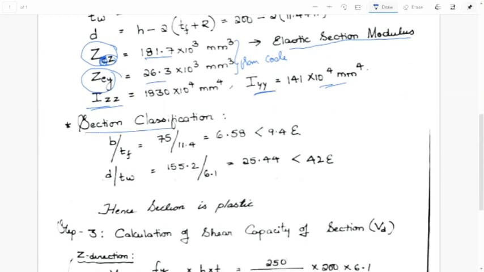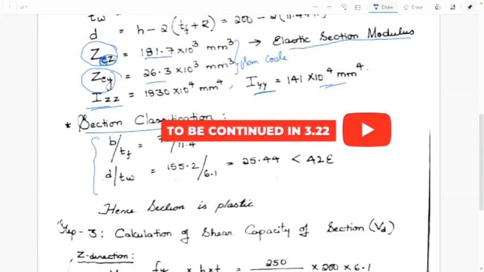Now section classification, b by tf and d by tw. Of course, if you have already gone through the previous videos, previous lectures, you know how to classify a section into plastic, compact, semi-compact, and slender. So since these are the case, the section is plastic.